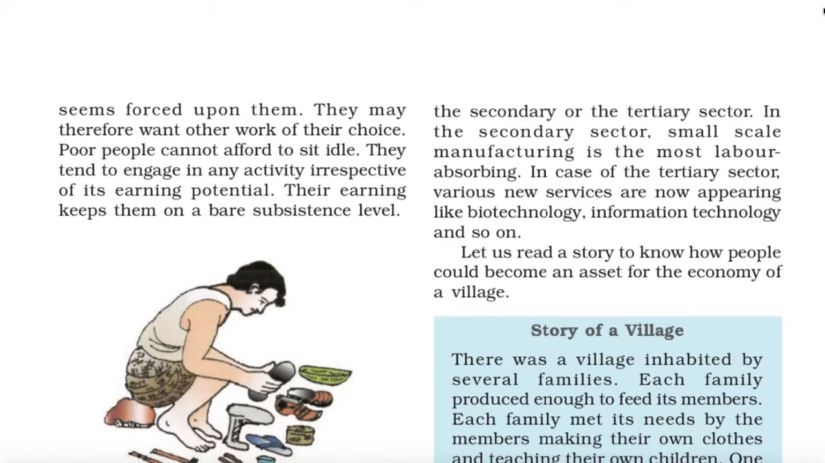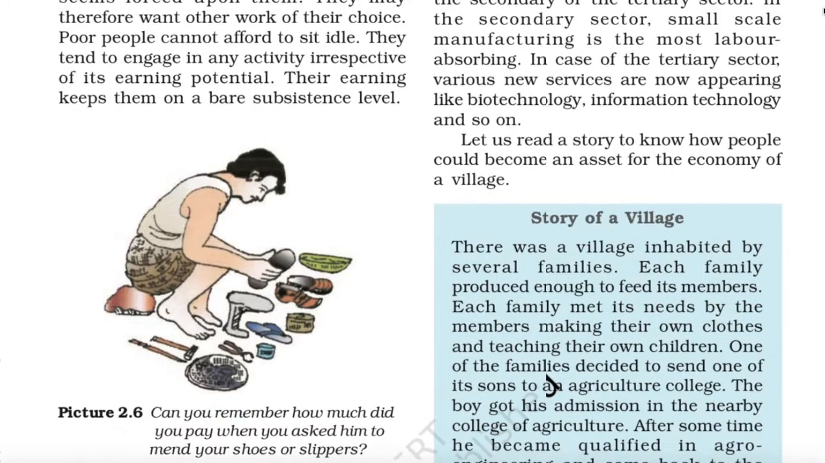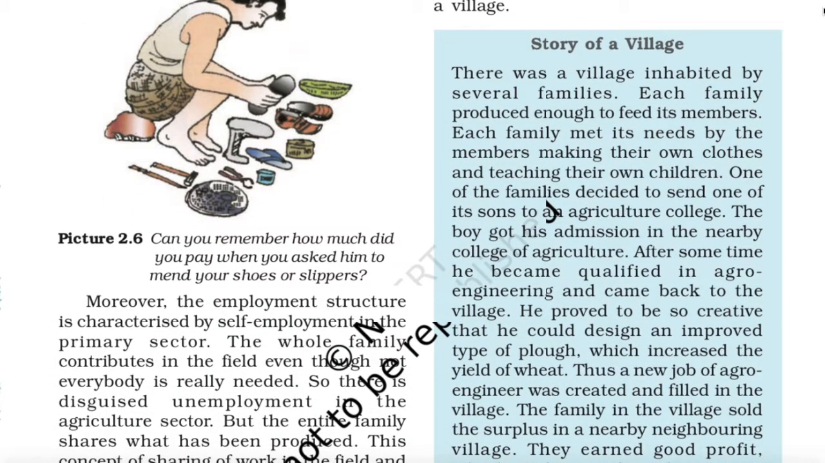Let us read a story to know how people could become an asset for the economy of a village. Story of a village. There was a village inhabited by several families. Each family produced enough to feed its members. Each family met its needs by the members making their own clothes and teaching their own children. One of the families decided to send one of its sons to an agricultural college. The boy got his admission in the nearby College of Agriculture. After some time, he became qualified in agro-engineering and came back to the village.